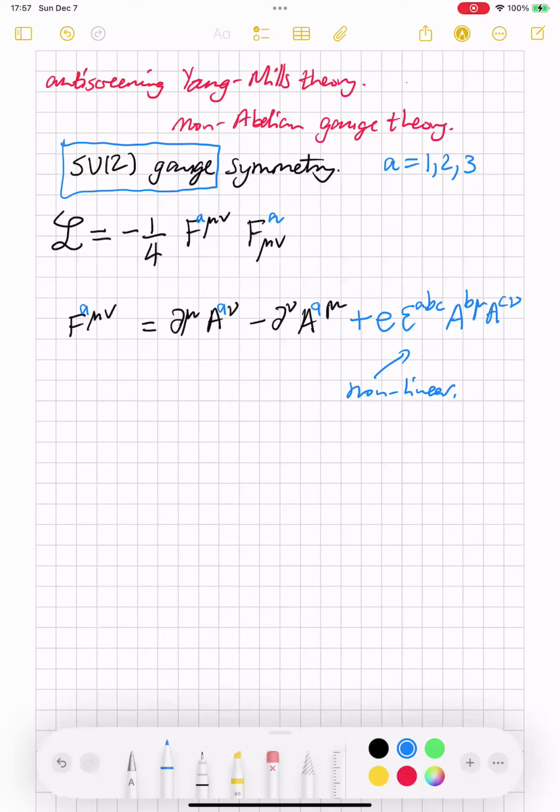Let me maybe just make one comment. Another theory that maybe is relevant for a lot of you that are taking this course is the theory of quantum chromodynamics, QCD. In the case of QCD, the gauge group is not SU2. The gauge symmetry is SU3. And in that case, A would not run from 1 to 3. A would run from 1 up to 8. And these different components of the gauge field would be called the gluons. So you'd get 8 different gluons, okay? But now we're dealing with SU2, so we only have 3 different gauge fields.